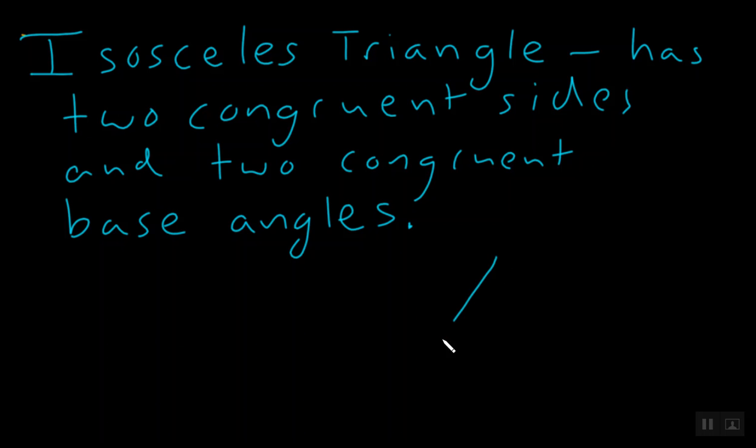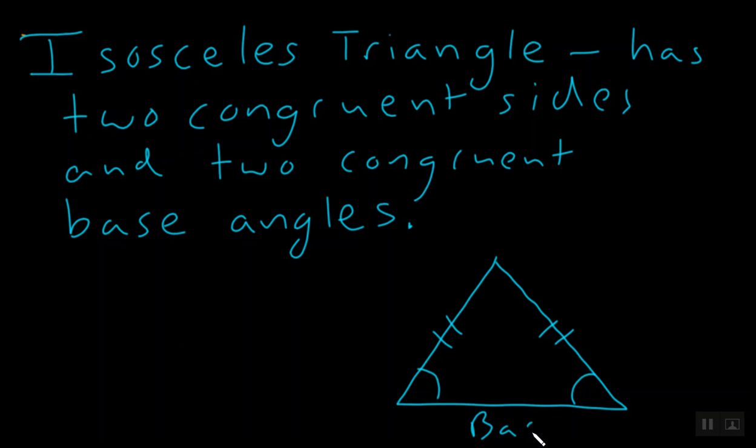So what would that really look like? Well, let's say we had a triangle. Let's orient it like this. And I'll give two tick marks here, two tick marks there. And so basically, we have these two sides that are congruent to each other. And at the bottom, or we're going to call this our base, we have our congruent base angles.